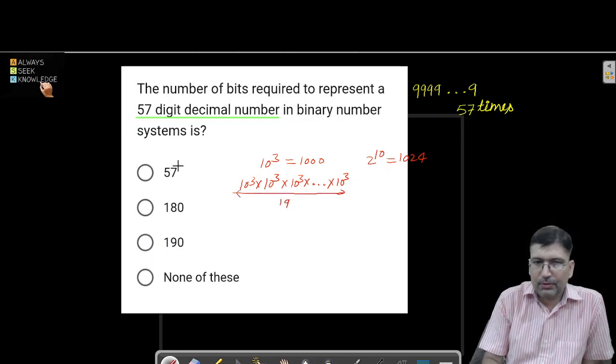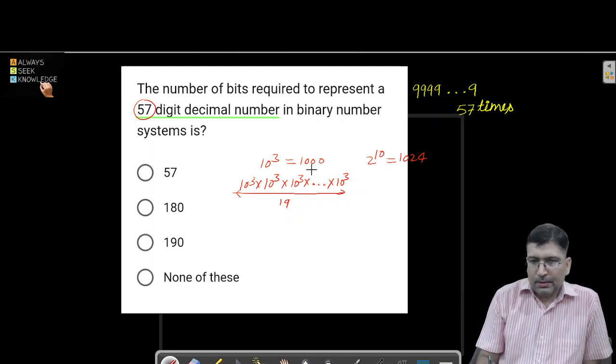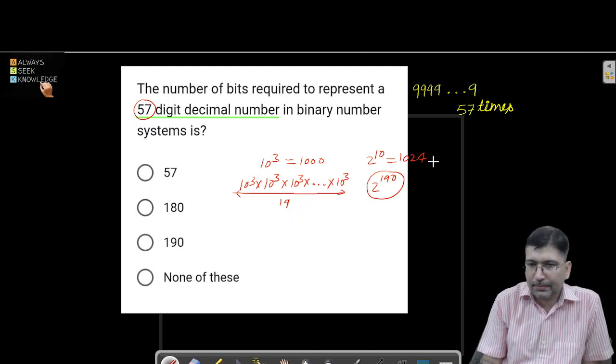Once you do it 19 times, you will get 57 digits, because 10 to the power 3 will give you 4 digits, right? Then similarly on this side, if you start multiplying this value 19 times, then you will get 2 to the power 190. So whatever value in 57 digits you get here will require 190 bits to represent. So that means the answer for this question must be 190.